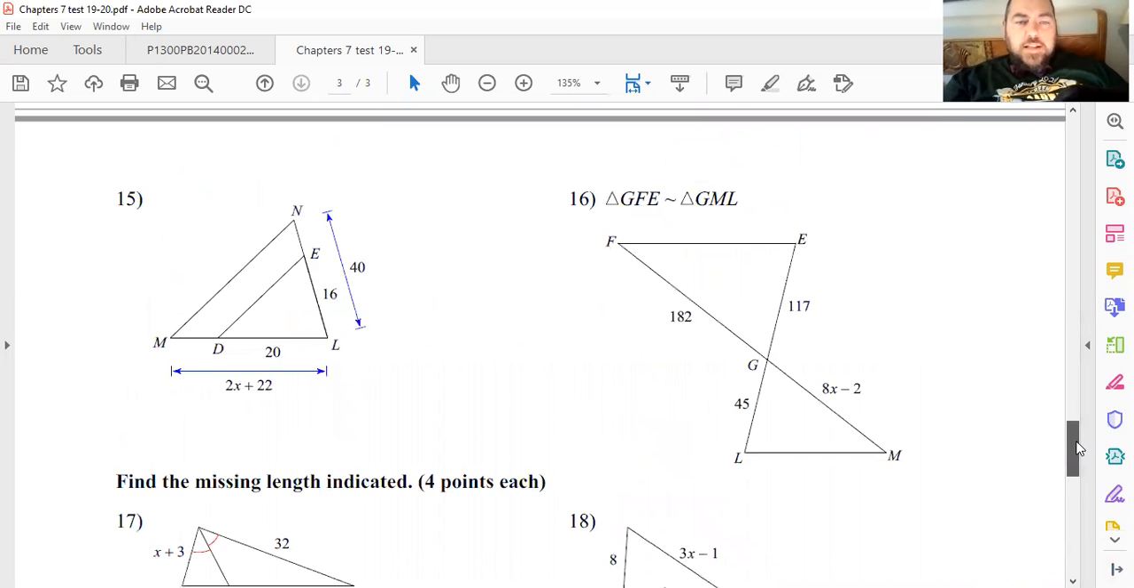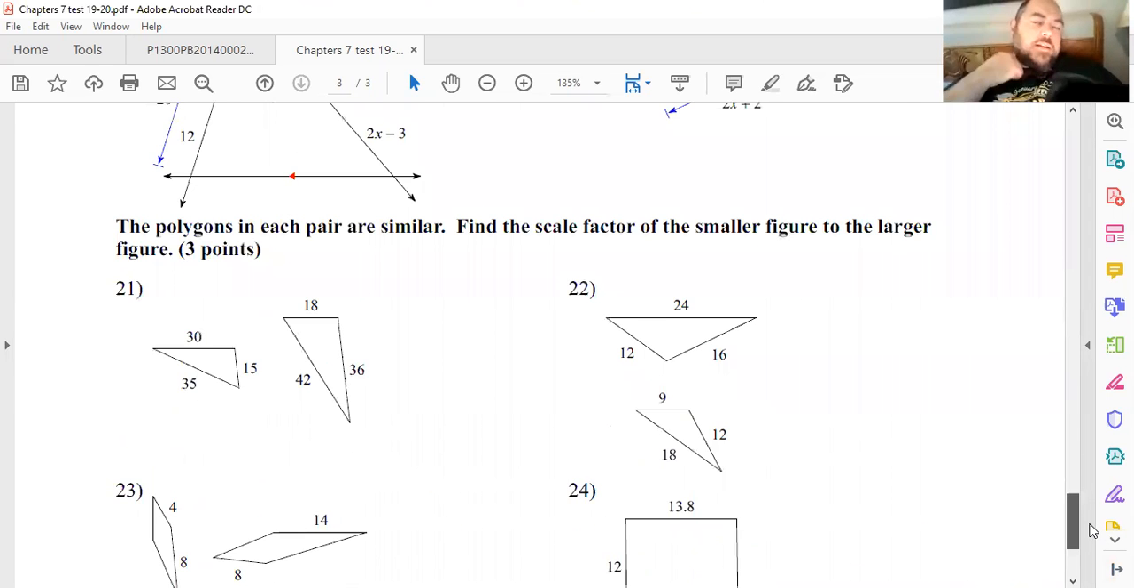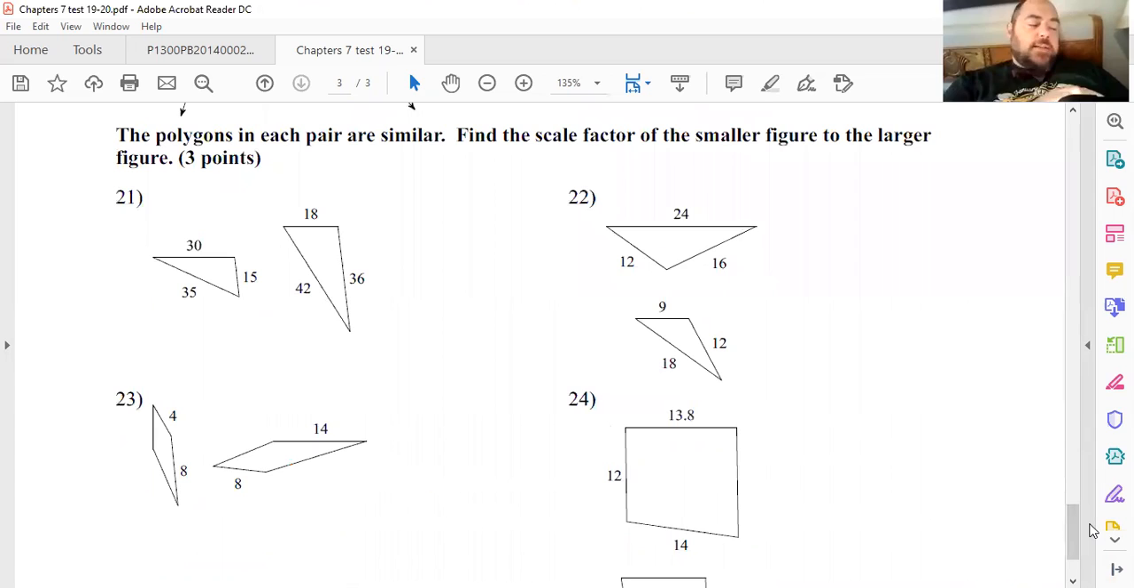Okay, so I'm actually going to skip these next 4 right now because they're more the same and I want to get the scale factor. So the polygons in each pair are similar. Find the scale factor of the smaller figure to the bigger figure. So the ratio of the smaller one to the bigger one. Because we know they're similar, we can just do one set.